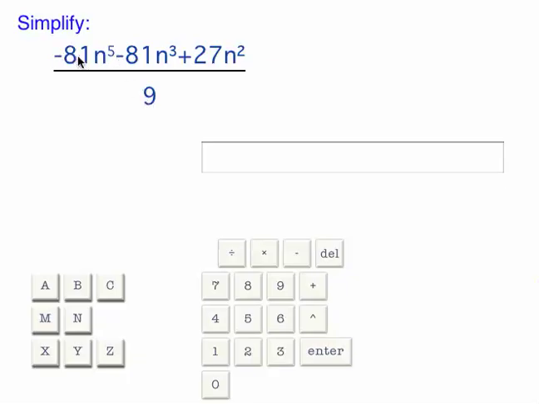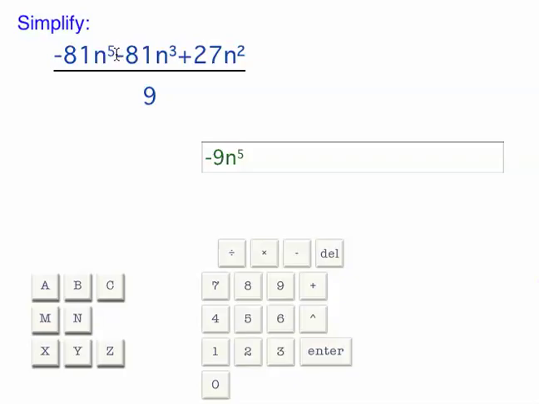Okay, so if you had negative 81 n to the power of 5 divided by 9, well, the 9 doesn't go into the n to the 5, as far as we know, but it certainly goes into the 81. So we divide the negative 81 by 9, right? And then we'd keep the n to the 5. So that would give us negative 9 n to the power of 5.